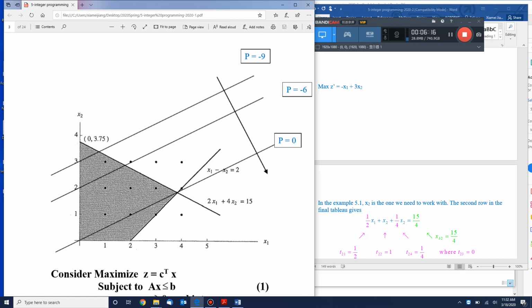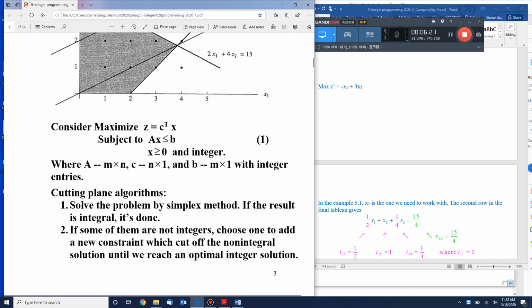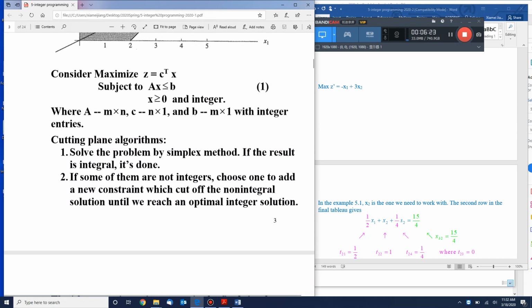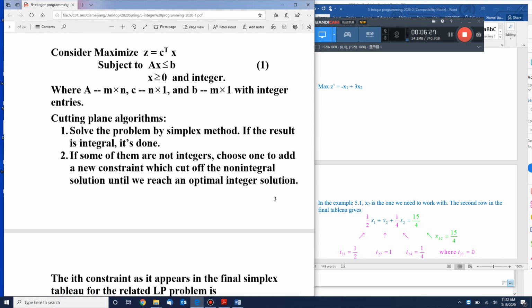In general, how may we solve it? This is something we are going to discuss. Here we consider an LP problem in standard form, and we also want those variables to be integers. Here we consider all the constant entries to be integers.